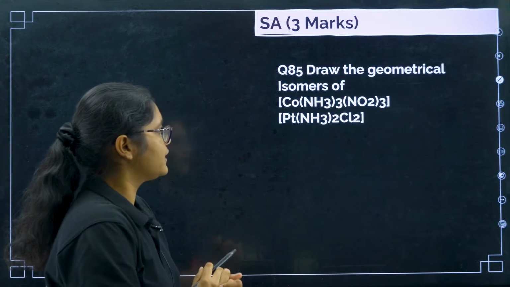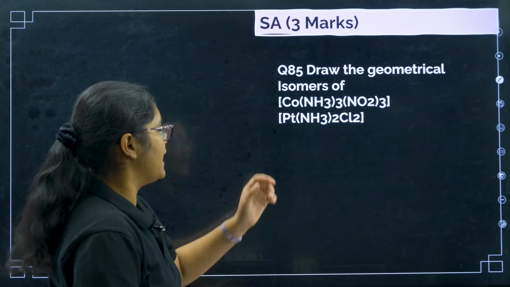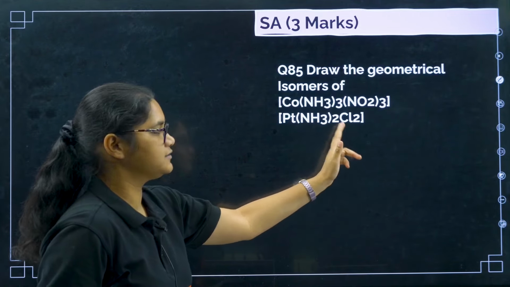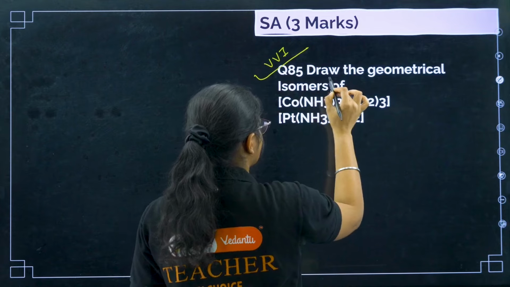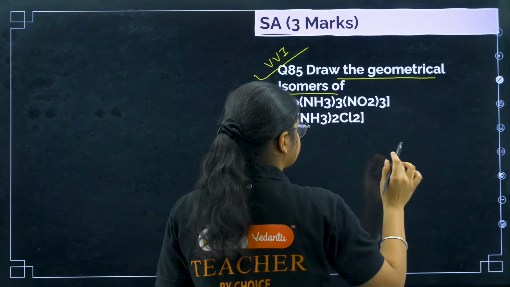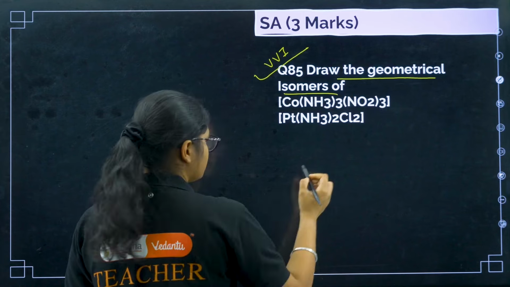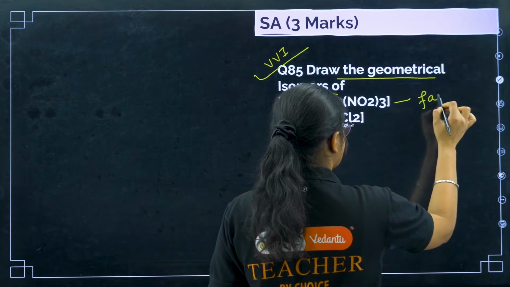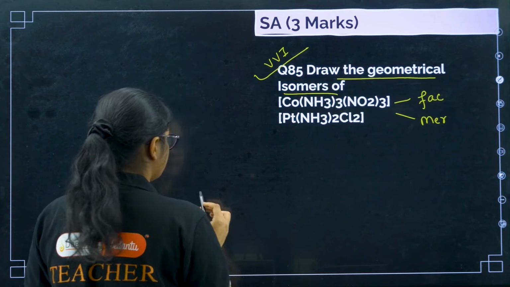Next, draw the geometrical isomers of [Co(NH3)3(NO2)3] and [Pt(NH3)2Cl2]. This is also a very, very important question. If you see here, [Co(NH3)3(NO2)3] is of the type Ma3b3, so here you will get facial and meridional isomers. Okay, so let us see.